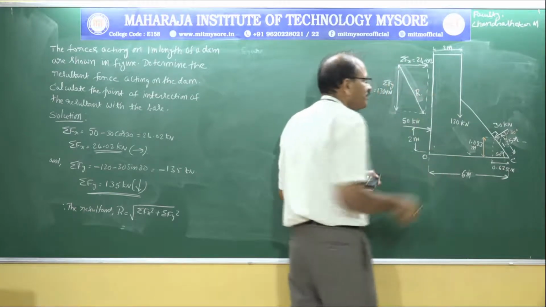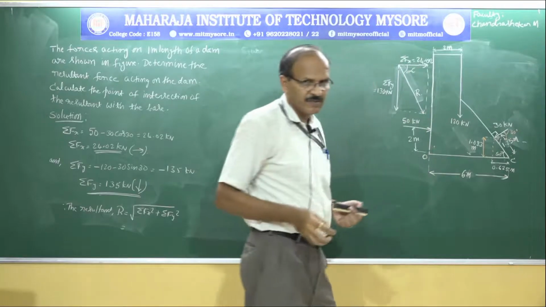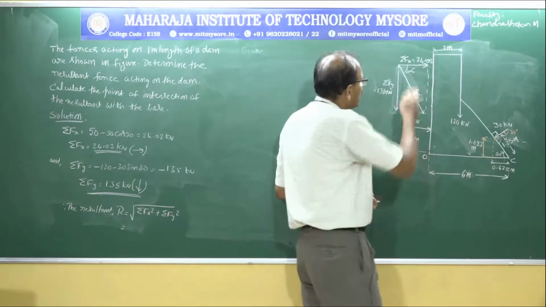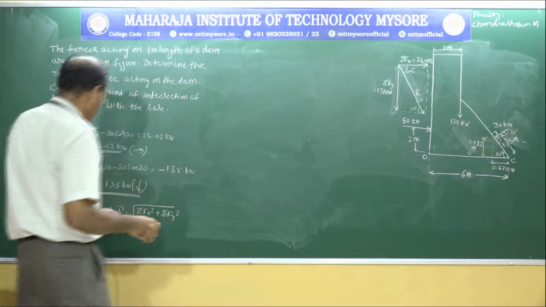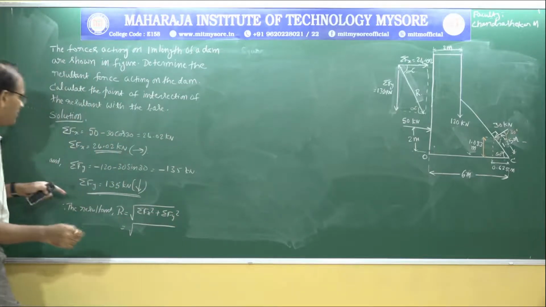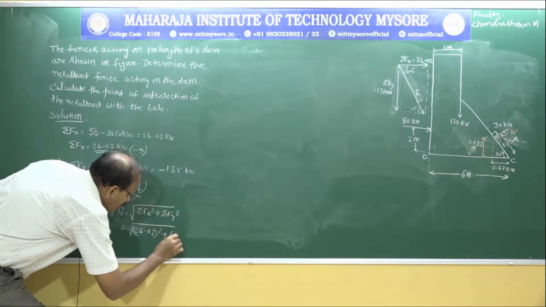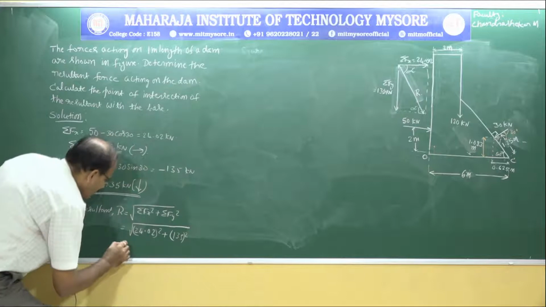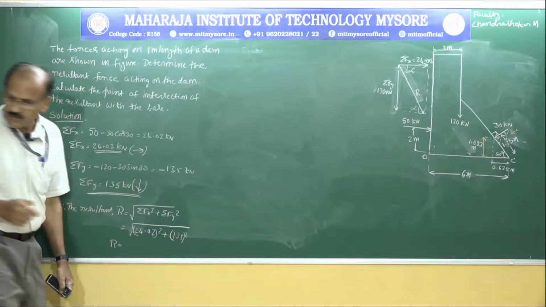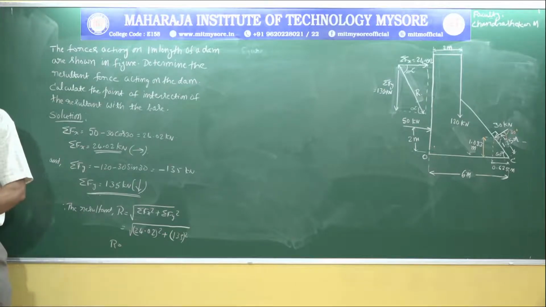This is the resultant. Let alpha be the angle made by the resultant with respect to the horizontal. So if this is alpha, this should be alpha as well. Therefore, the resultant value is R equal to square root of 24.02 square plus 135 square, that is equal to 137.12 kilonewton.